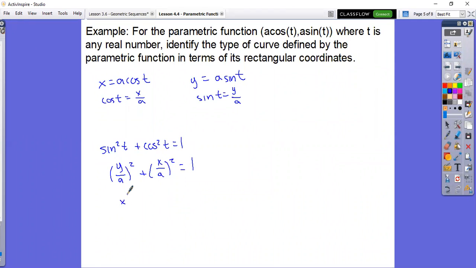So then this would be x squared over a squared. I'm switching these two because it's going to look more familiar if I do it like this. Plus y squared over a squared equals 1. Now if I multiply everything by a squared, I'm left with x squared plus y squared equals a squared. And you should recognize this as the equation of a circle with a radius of a.